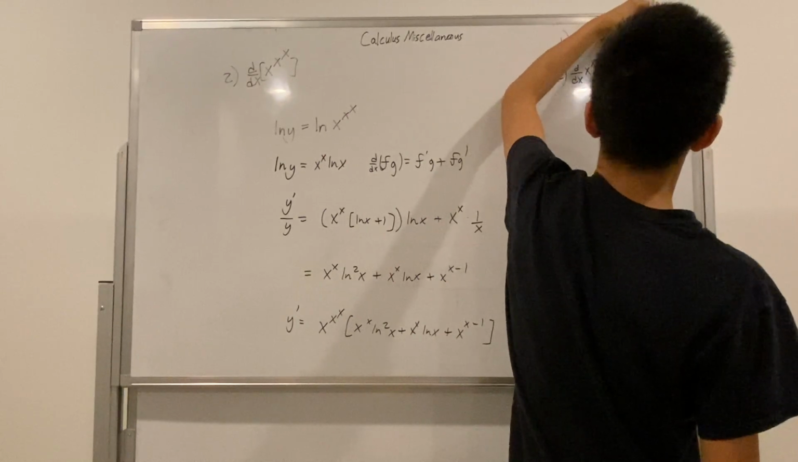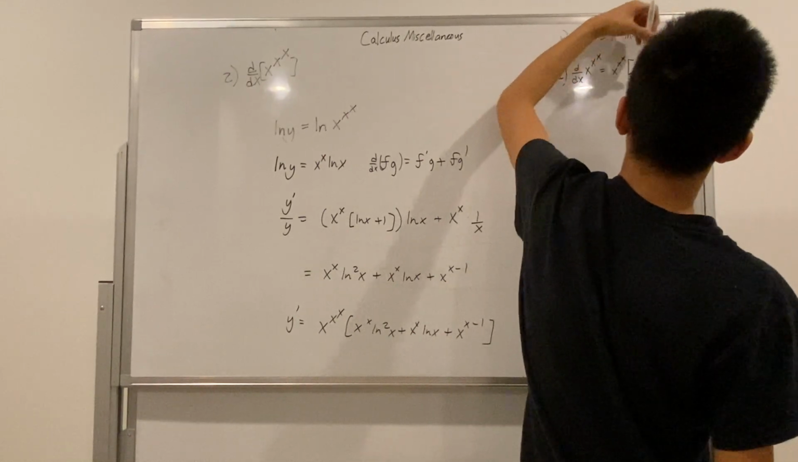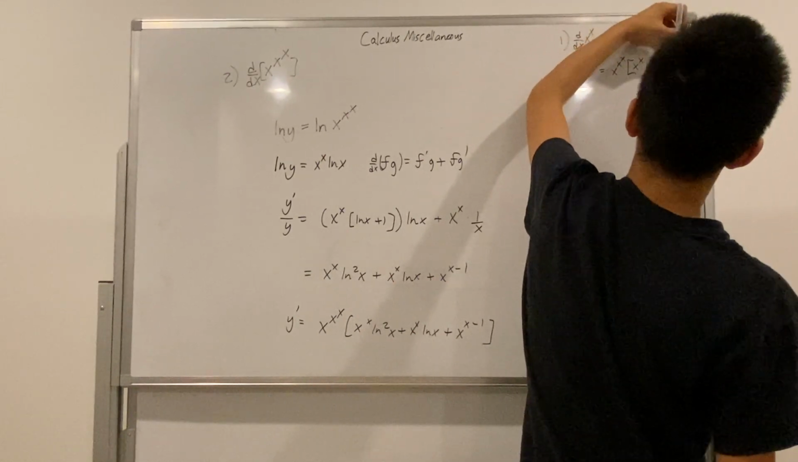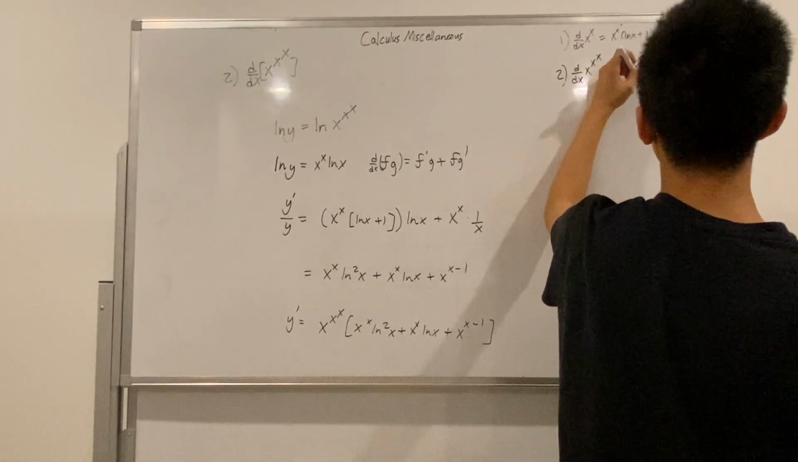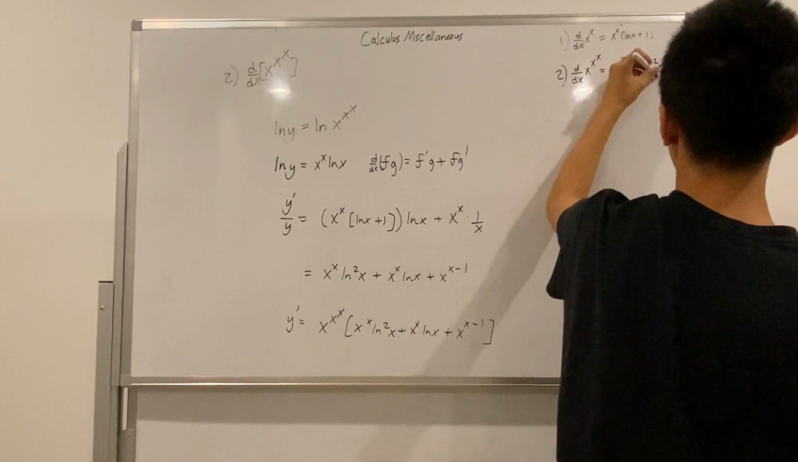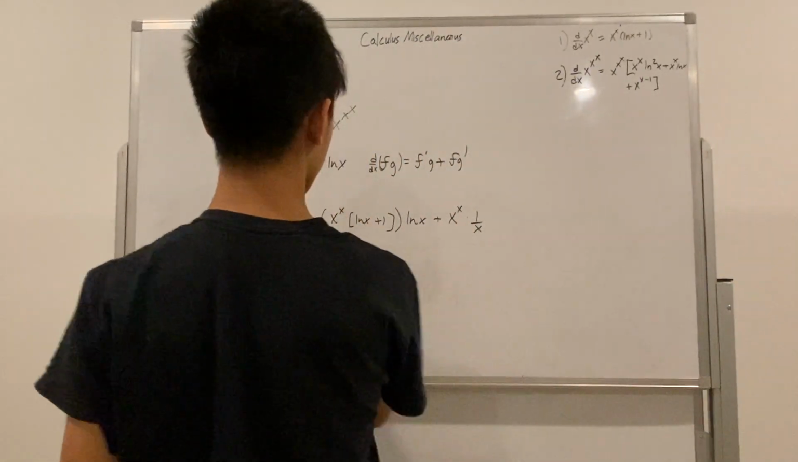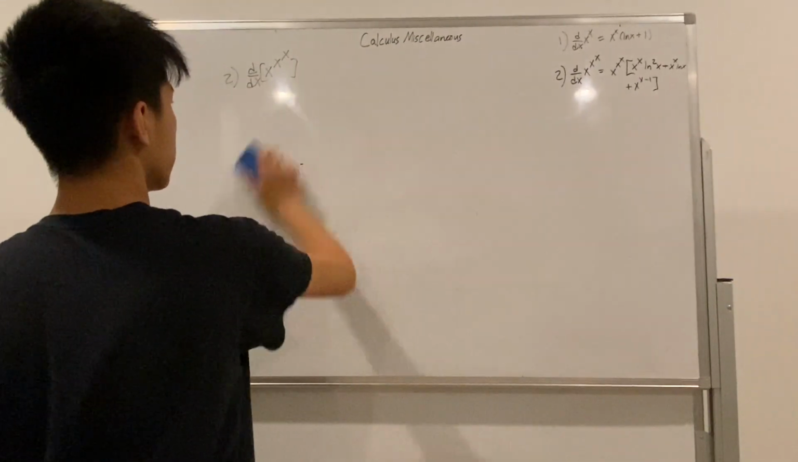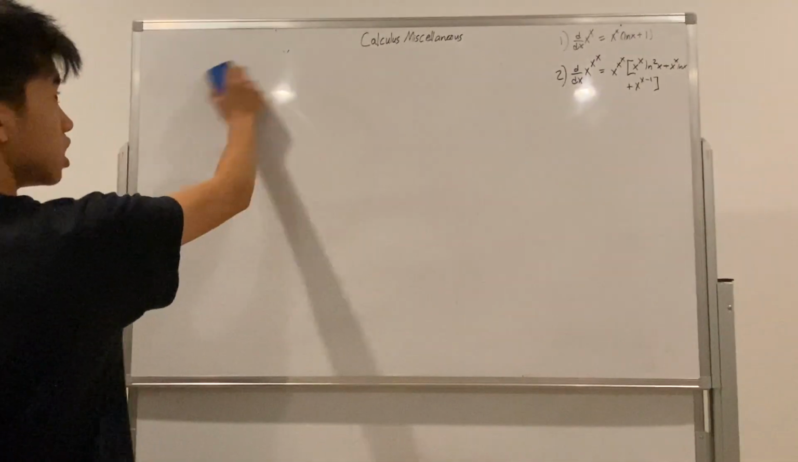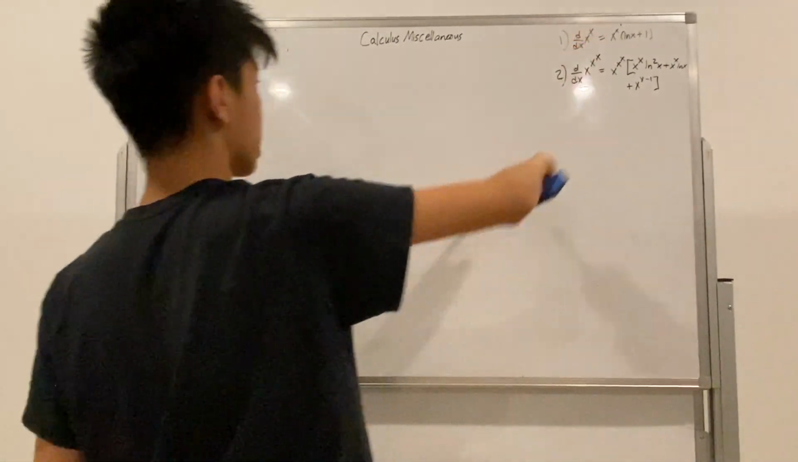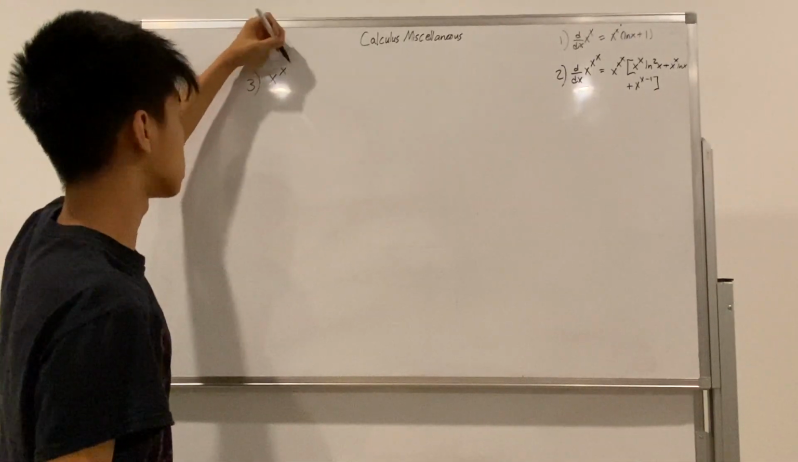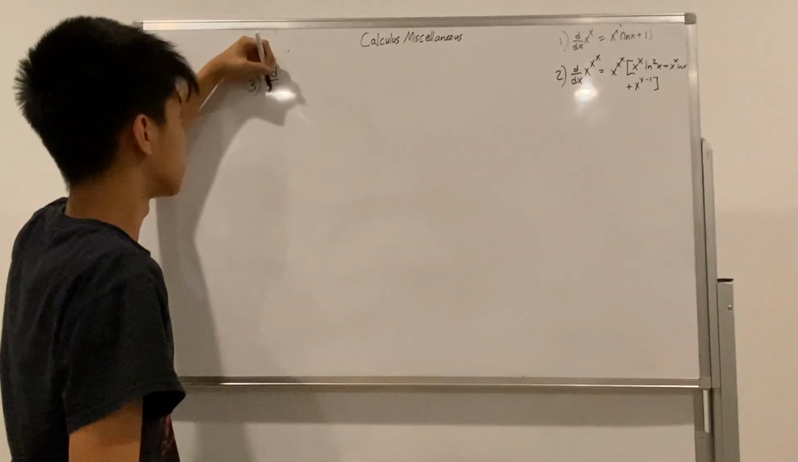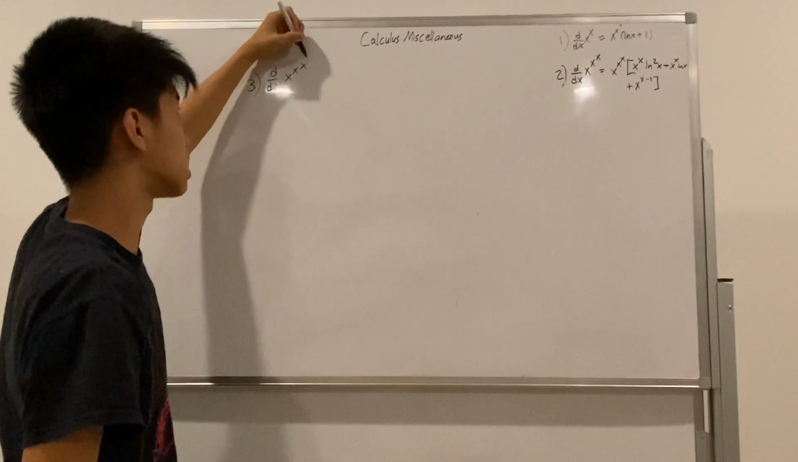x to the x squared. Let me get rid of all this. And now we have to keep both of these results in mind as we go to problem 3, which is differentiating x to the x to the x to the x.